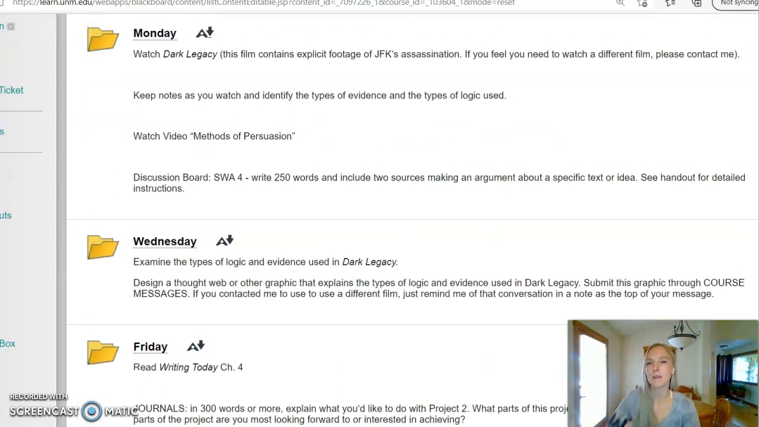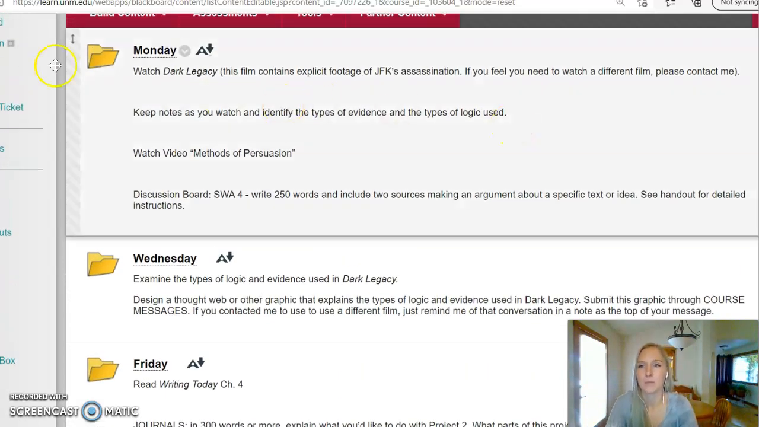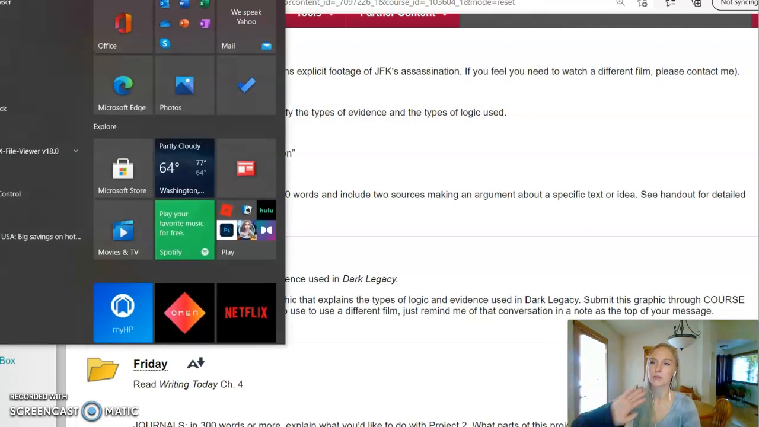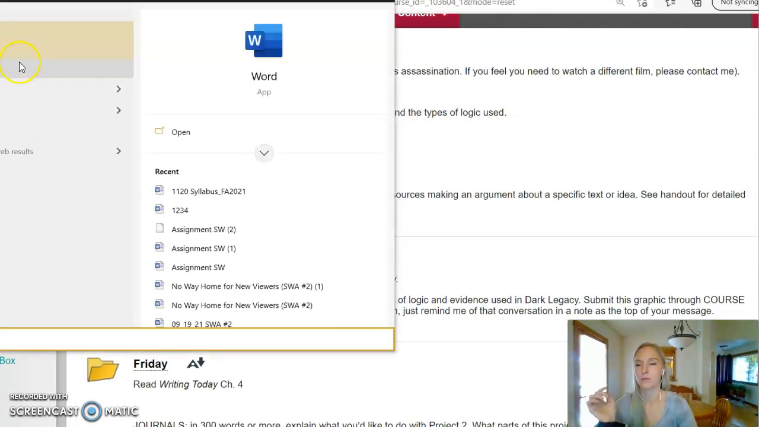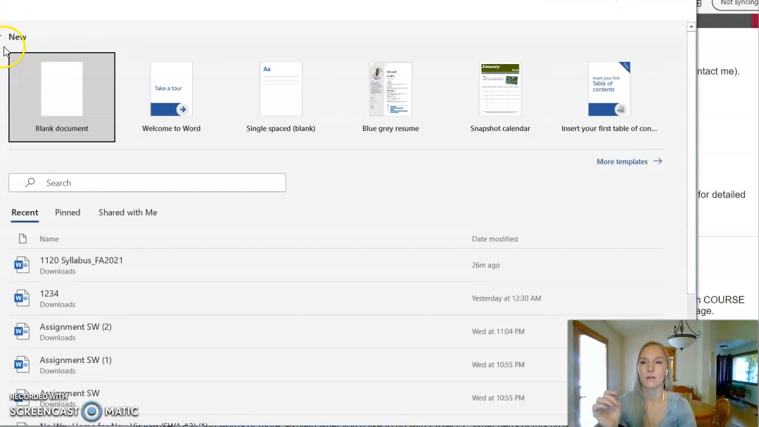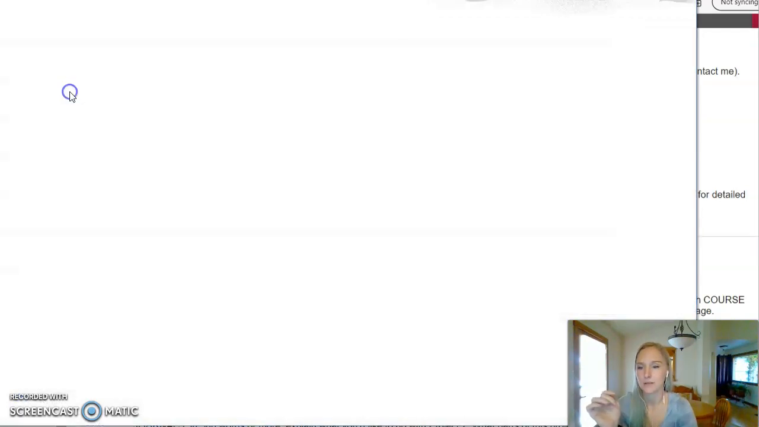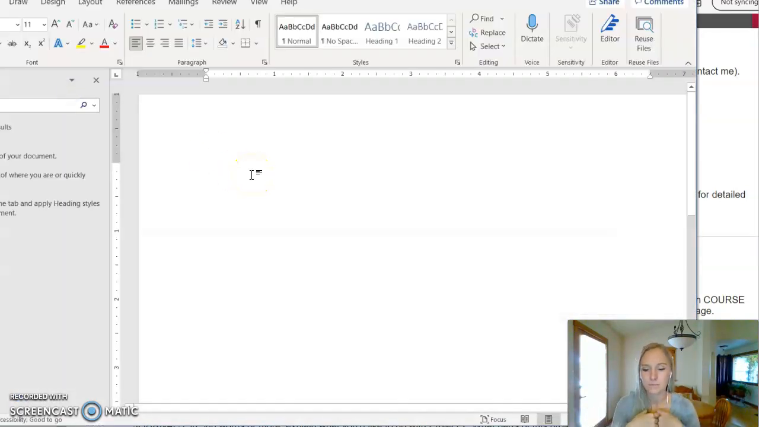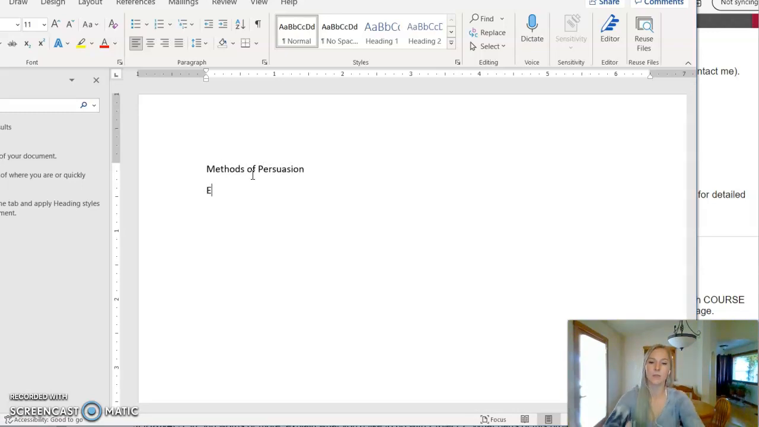So let's go back up to methods of persuasion, and I'm going to bring up a Word document really quick, and we'll write out some of these things. So, methods of persuasion, right? Already, a lot of you, based on the reading, have been talking about ethos, pathos, and logos, right?